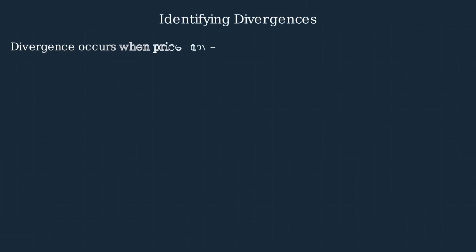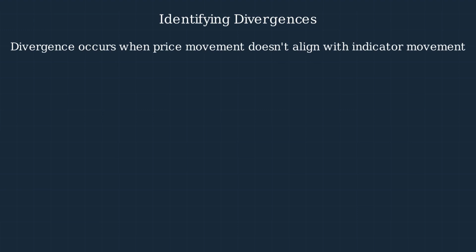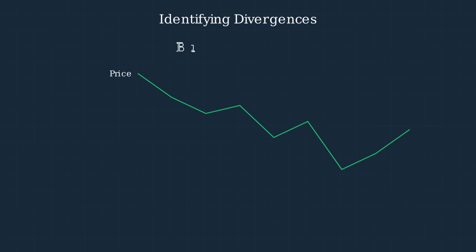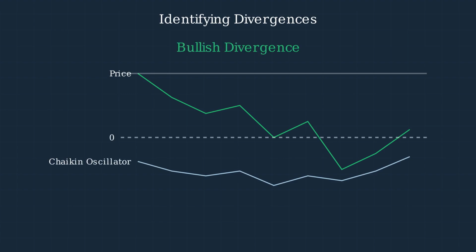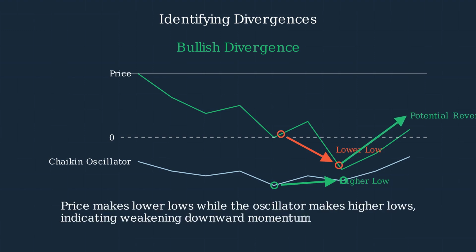Divergences are powerful signals provided by the Chaikin oscillator that often precede significant price reversals. Bullish divergence occurs when prices make new lows, while the Chaikin oscillator fails to make corresponding new lows. Here we can see the price making a lower low, shown by the downward red arrow. But the Chaikin oscillator makes a higher low, shown by the upward green arrow. This is a bullish divergence. This divergence suggests weakening downward momentum and often precedes a price reversal to the upside.